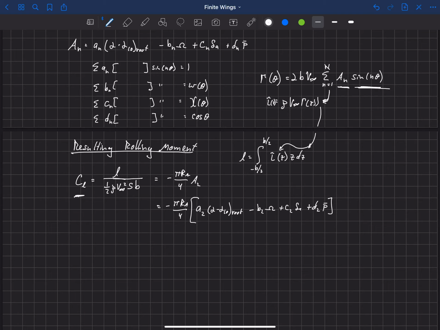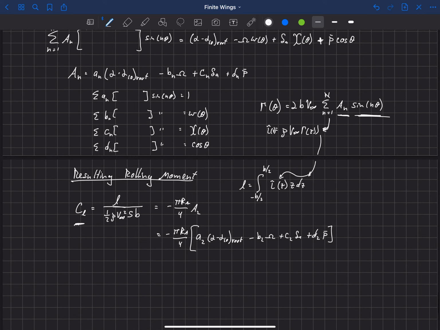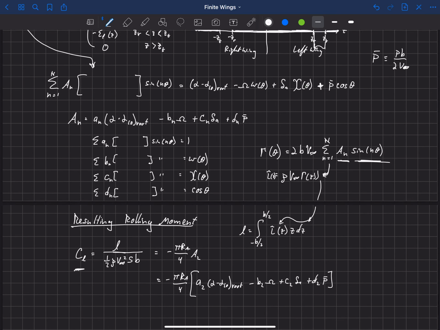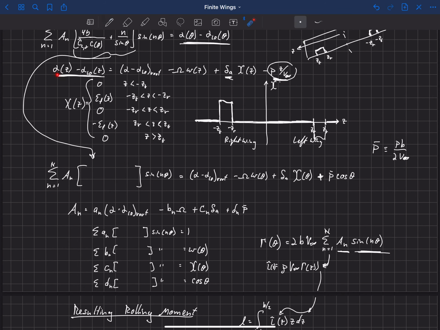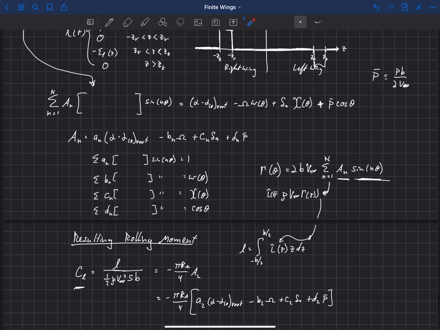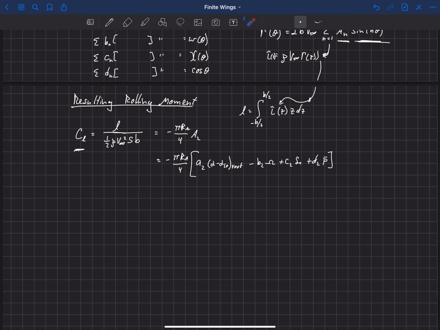Well, it turns out that for a symmetric distribution, in this term right here, alpha z minus alpha L0 z, our twist distribution, anytime that's symmetric, the even terms are equal to 0 and the odd terms are non-zero.